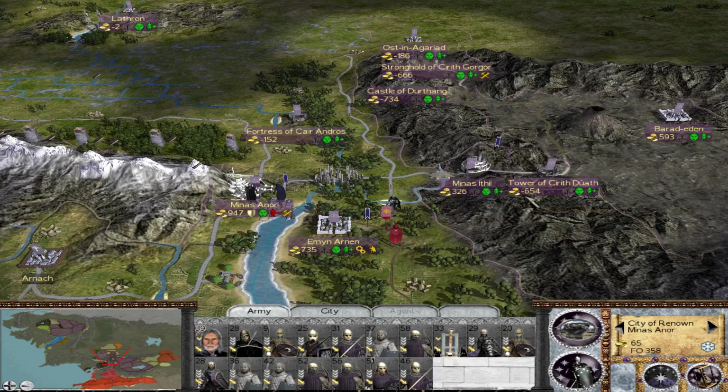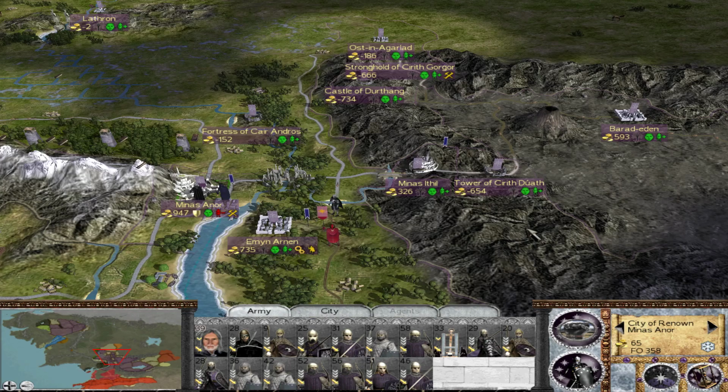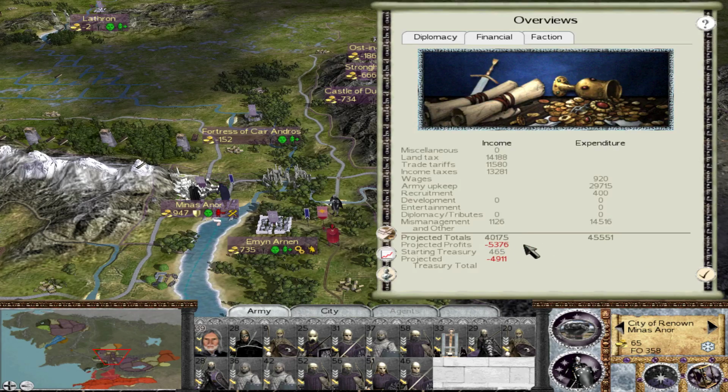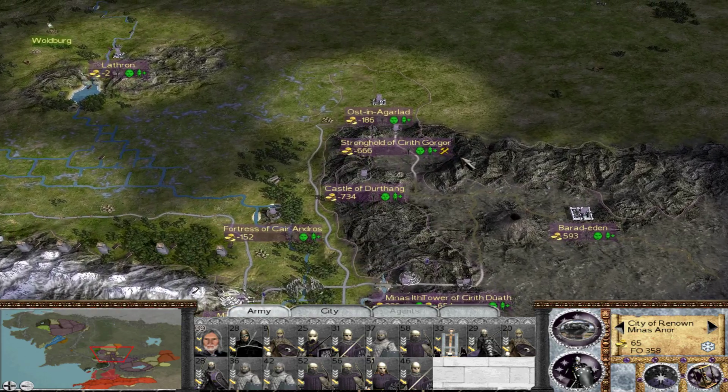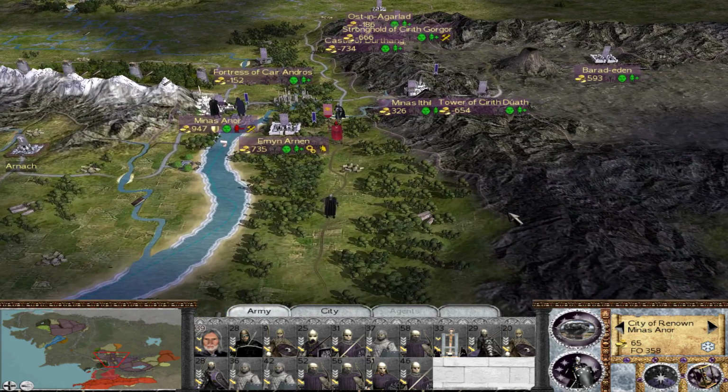So I had originally started this campaign of Adunabar to work on a campaign guide. But as you can see, I'm not doing super well right now. The finances are just plummeting. I'll need to do a bit of conquering, and maybe I'll have to give this another couple of shots before I feel confident.